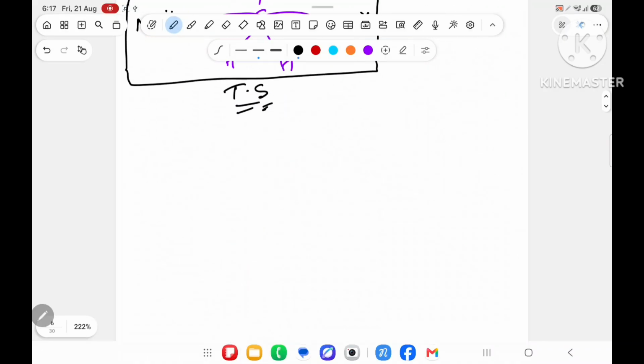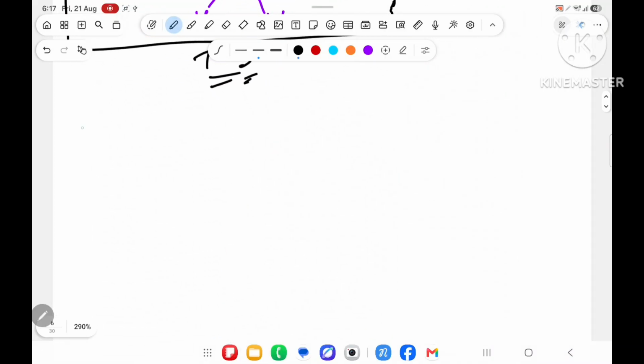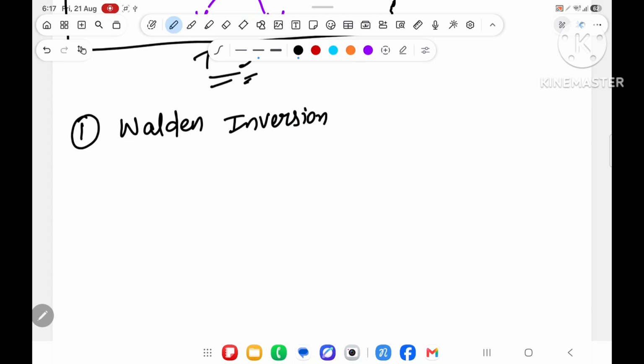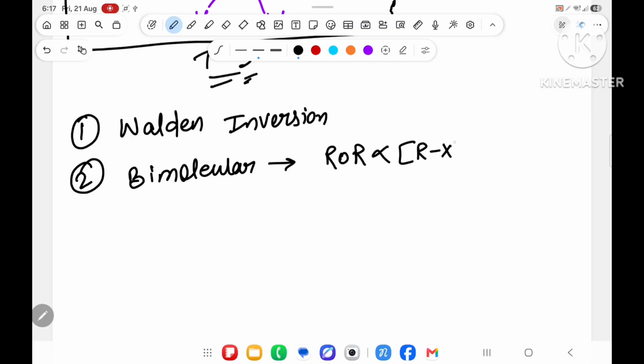Now, some important points we have to know. First important point: this reaction is known as Walden inversion, because the product formed is an inversion product. Second important point: this reaction is bimolecular. Bimolecular means the rate of reaction is directly proportional to alkyl halide to the power 1 and nucleophile to the power 1. In SN1 it is nucleophile to the power 0. So if you double the alkyl halide, the rate will double. If you double both alkyl halide and nucleophile, the rate will become 4 times.